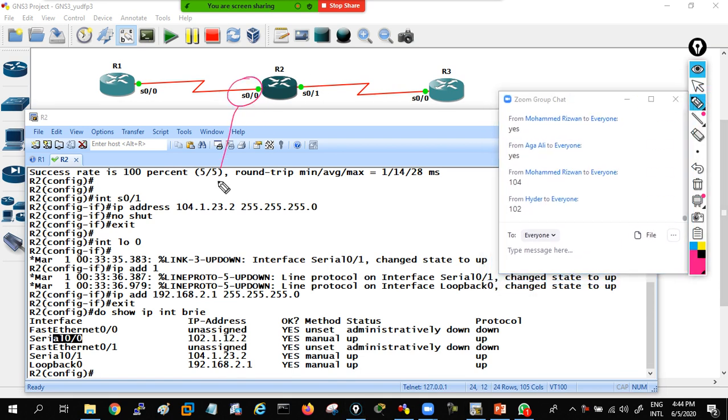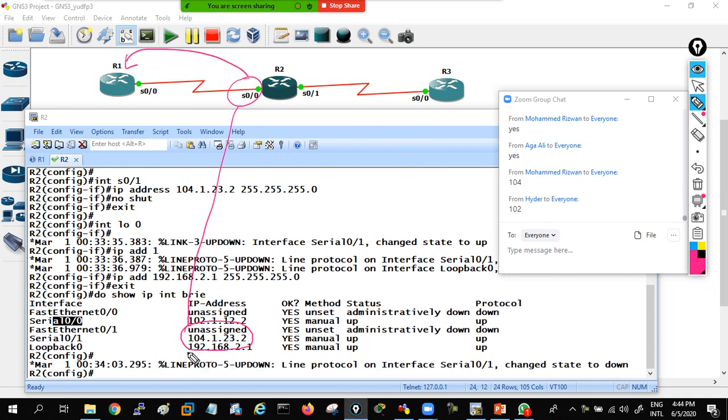Serial 0/0, this is the interface, and this is correct, which is connected to the other router. Then I have a loopback which is acting as my LAN interface. That is fine. And serial 0/1 is configured with 104.1.23.2. Is it clear, everybody? Let's go to router 3 and do the configuration there.